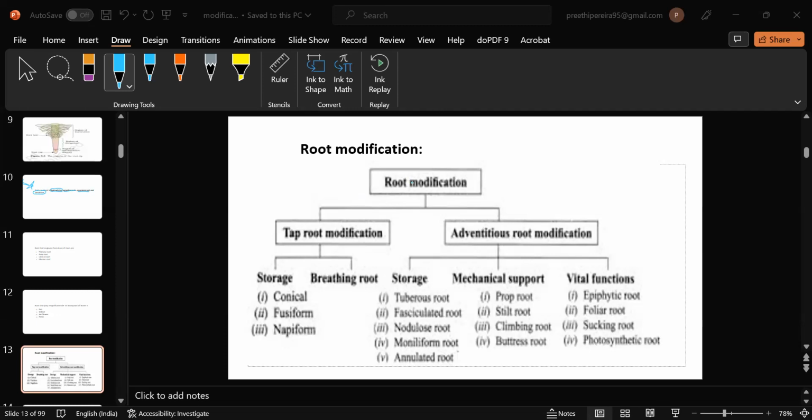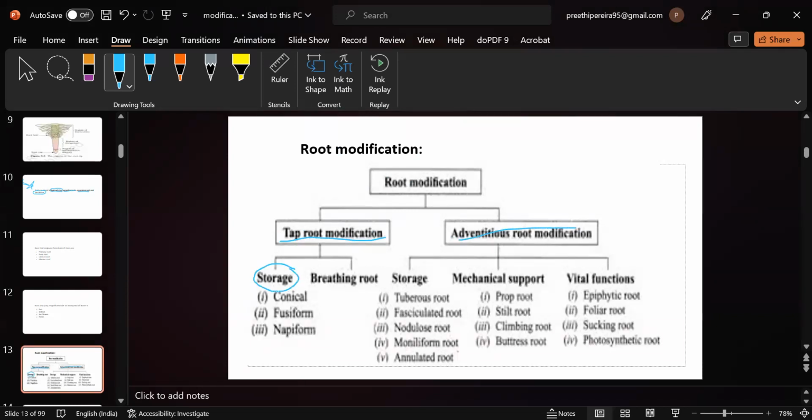Okay. So root modifications we have classified into two types because there are two types of root, no? One is primary root modification, taproot modification, और एक है adventitious root modification. How is taproot getting modified? How is adventitious root getting modified? Taproot modification is divided into storage, मतलब कुछ store करेगा based on the function it is doing. So the taproots which are storing something, we call them taproots for storage.